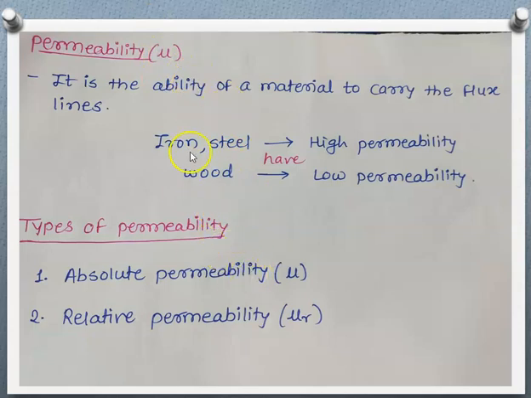Let's see this in detail. There are two types of permeability. One is absolute permeability, another one is relative permeability.